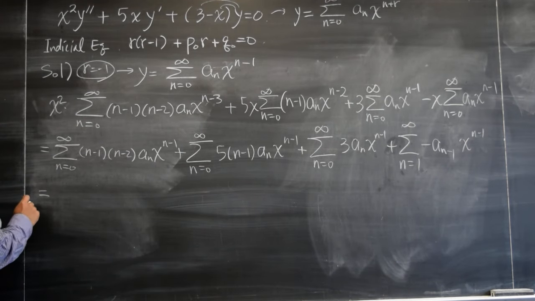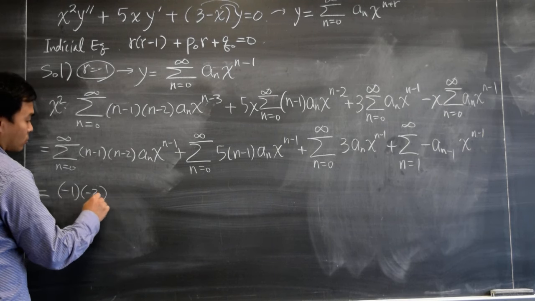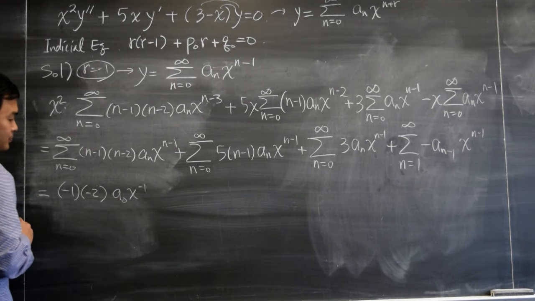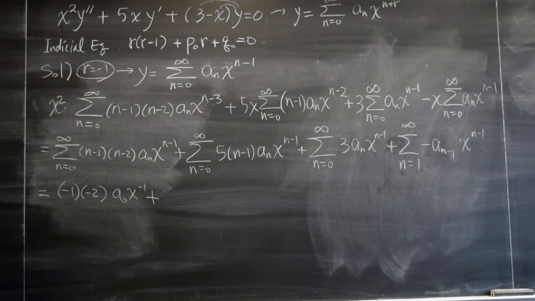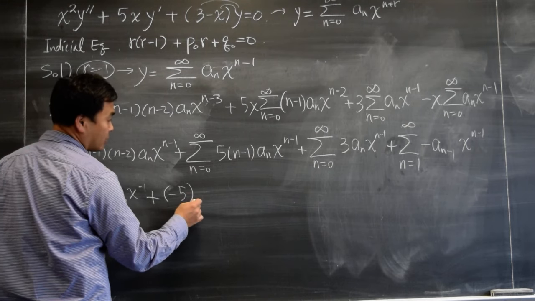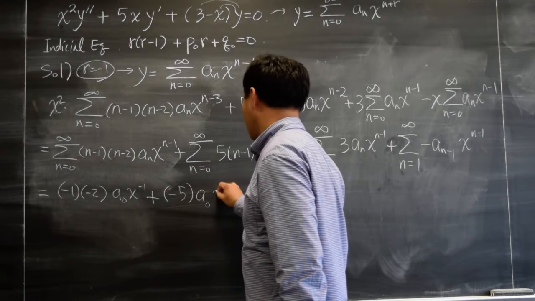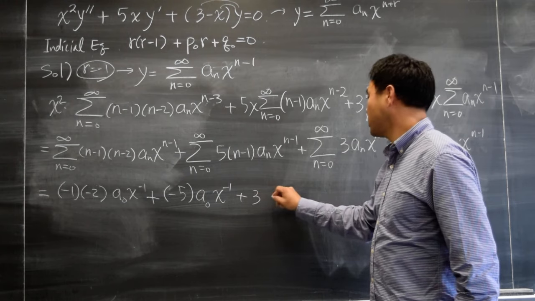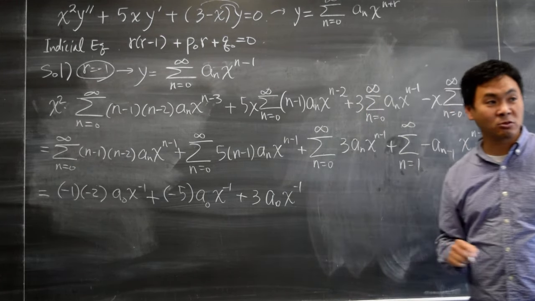When n is equal to 0, you get negative 1 times negative 2, a0, x to the negative 1, plus, when n is 0, you get negative 5, a0, x to the negative 1. Okay, and then plus 3, a0, x to the negative 1. That's what you get from these three factories.